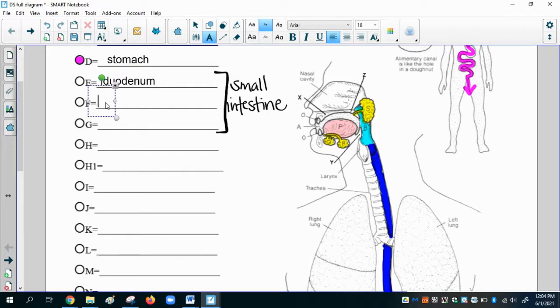Then the second section is known as the jejunum. The jejunum. And the third section that will take us all the way over to the large intestine is called the ileum.